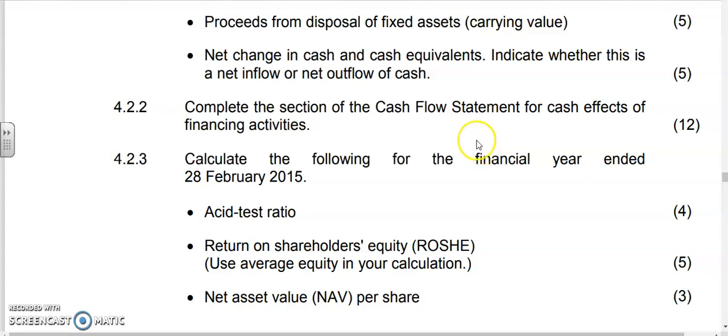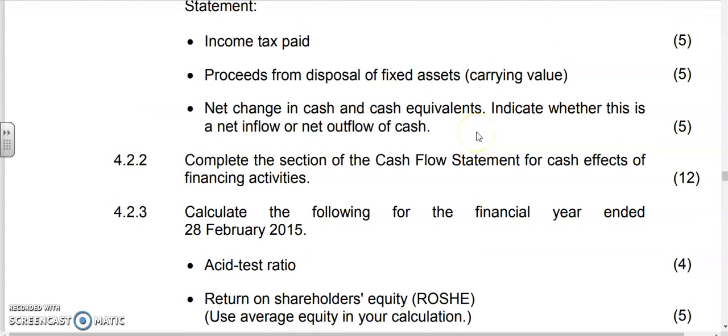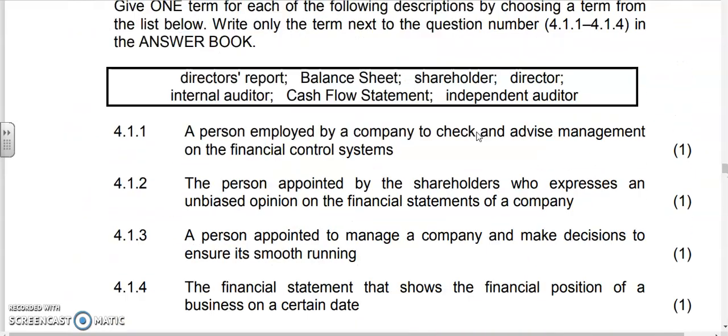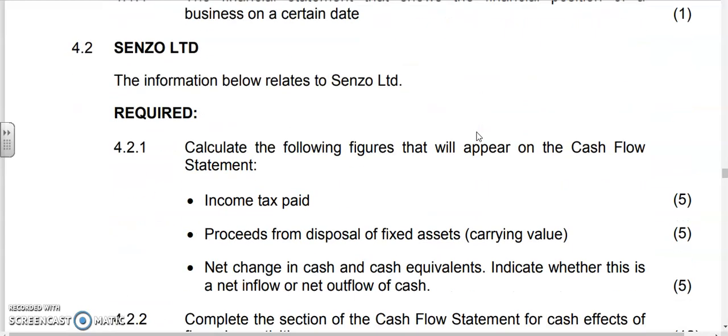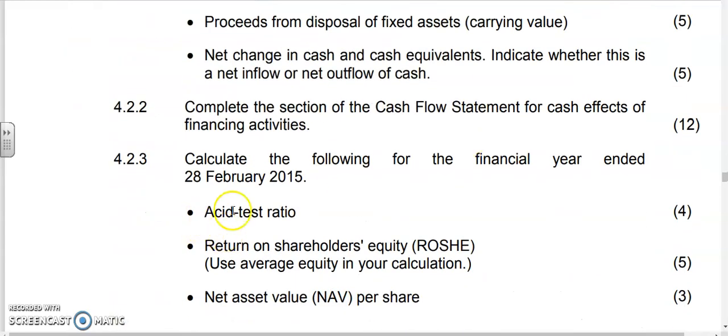Good afternoon, guys. This is obviously part 2 of ratios. I'm now doing the November 2015 paper. You can see that, November 2015. And ratios again, I am just doing the asset test, return on shareholders' equity, ROSH, and net asset value per share. So I'm going to do the asset test ratio.